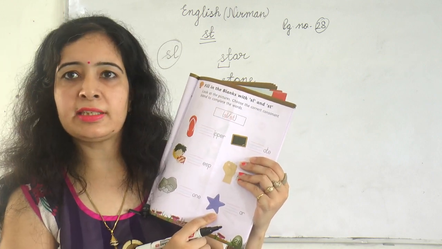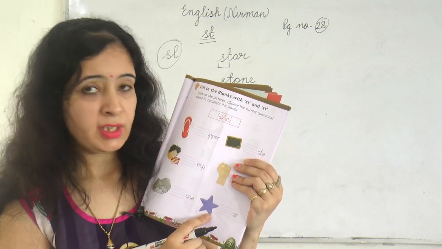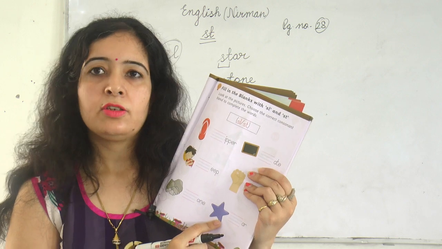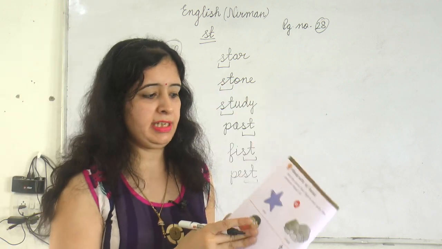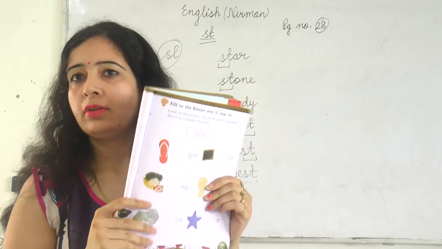Which picture is this? Star. So which sound is coming? Stir. Star. So students, you have to revise these two pages, SL and ST. Then you will do this exercise.